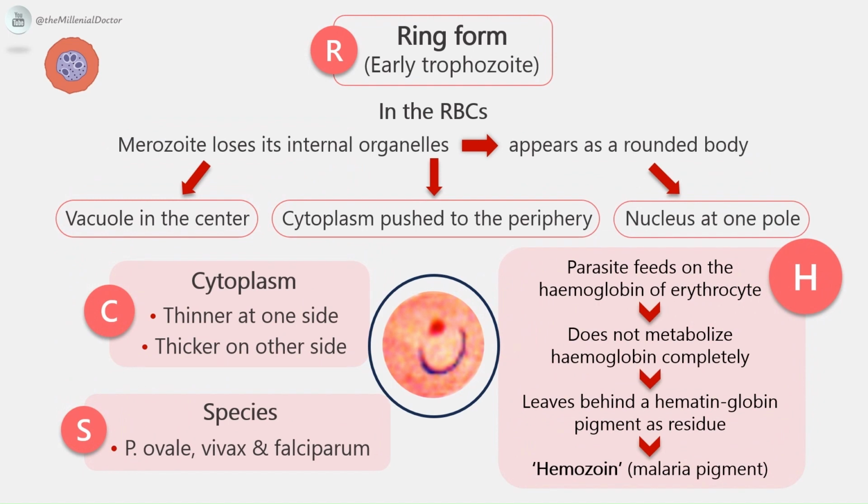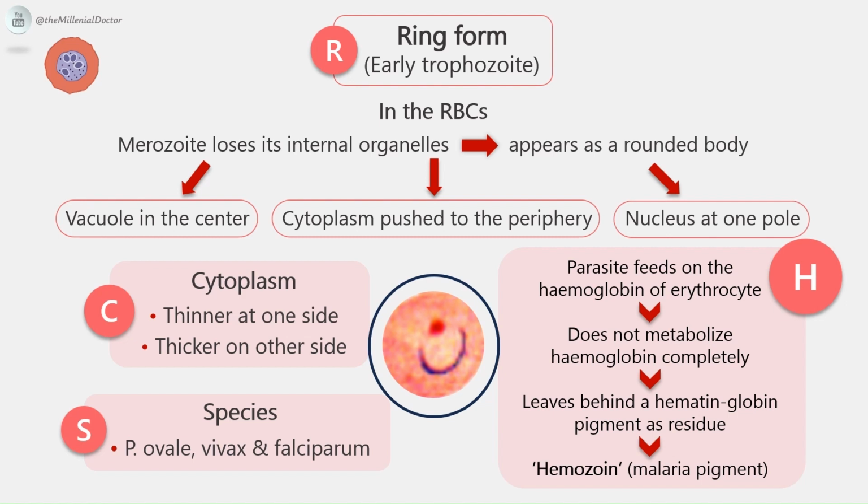In the erythrocyte, the merozoite loses its internal organelles and appears as a rounded body having a vacuole in the center with the cytoplasm pushed to the periphery and the nucleus at one pole. These young parasites are therefore called the ring forms or young trophozoites. Since the cytoplasm is thinner at one side and thicker on the other, it is named ring form. This is seen in Plasmodium ovale, Plasmodium vivax, and Plasmodium falciparum.